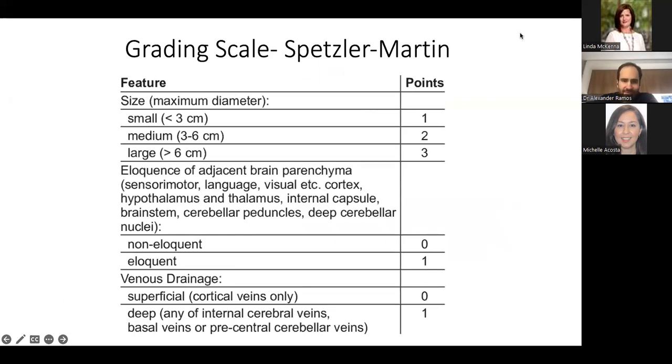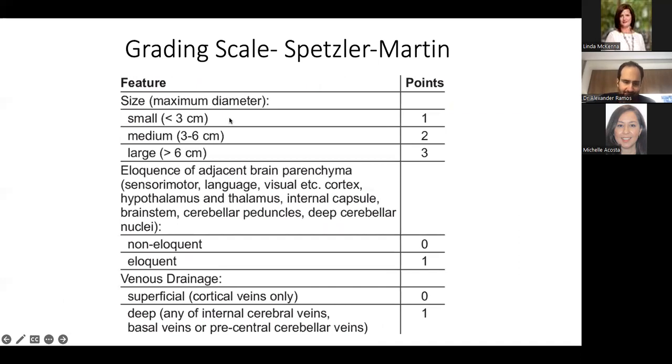So now that you know what an AVM is, how do we grade them and how do we talk about them? So the classic grading scale that, if we're signing out an AVM patient to the ICU, we often will report the grade, is called the Spetzler-Martin scale. Dr. Spetzler is a very famous vascular neurosurgeon who made his career on AVMs. And he essentially came up with this grading scale. And so there's 3 things that go into it.